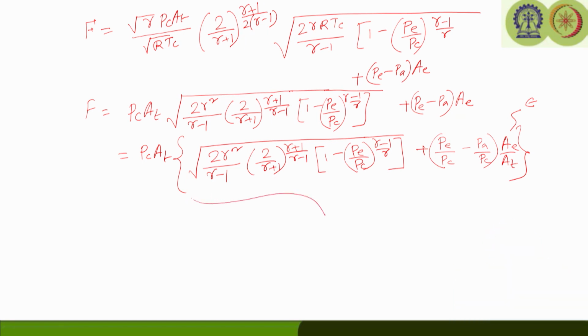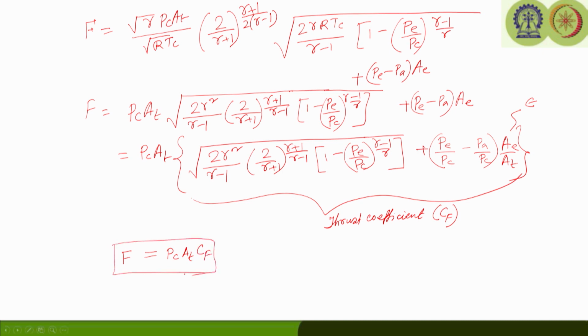This term, which is inside the second bracket or the curly bracket, is known as the thrust coefficient. It is called thrust coefficient, denoted as Cf. So, eventually this thrust equation will become Pc into At into Cf. This is another important equation in terms of rocket performance, which we can use from time to time while calculating the thrust. Typically, Cf ranges from 0.8 to 1.9.